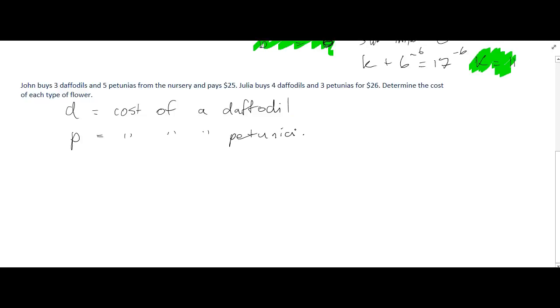Okay, so let's have a look at each person's situation. John, he buys 3 daffodils. That's the cost of the daffodils he buys. It's 3 times the amount that one is, plus 5 petunias, and in total that is $25. Okay, 3 daffodils and 5 petunias is $25. Now Julia, she buys 4 daffodils and 3 petunias, which the question says is $26.